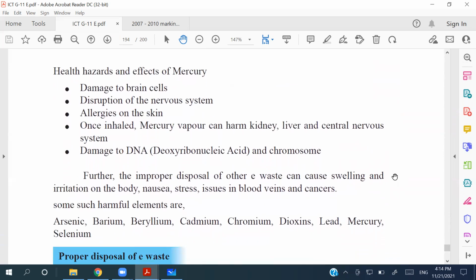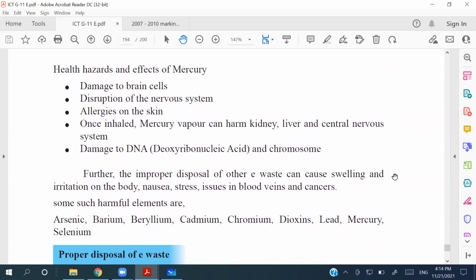Now these are the effects of mercury, because mercury is considered to be the most common component in e-waste. So it causes damage to brain cells, disruption of the nervous system, allergies on the skin. If inhaled, it will harm the kidneys, the liver, the nervous system. Damage to DNA, right? So several different things can happen.